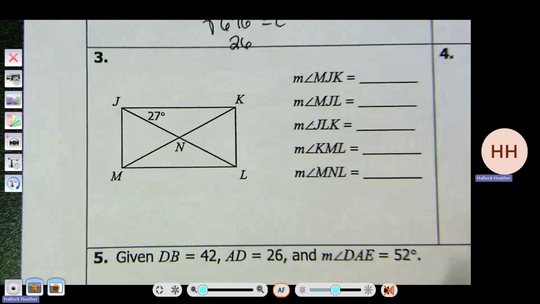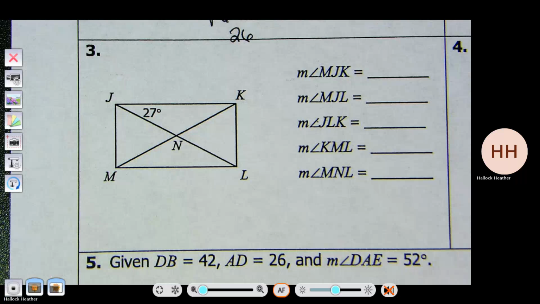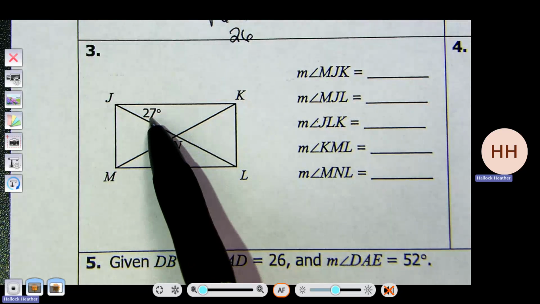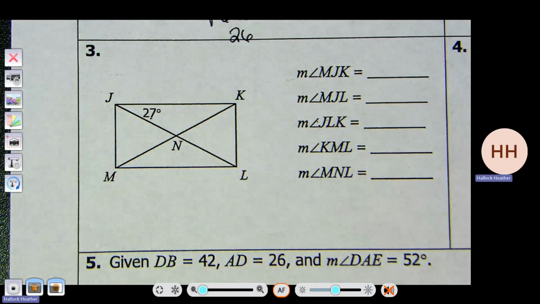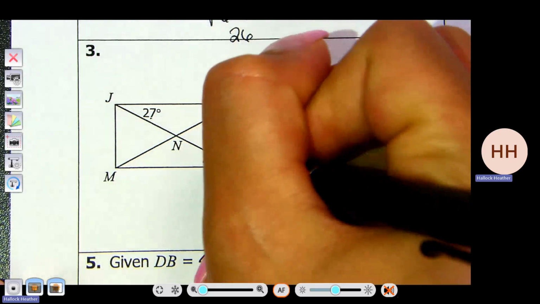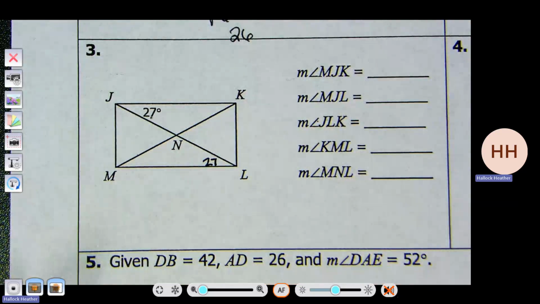So for number 3, you get one number. We have to fill in every other spot. So there's one place 27 can go. Where else can 27 go? Down at the bottom, because remember, it jumps across the transversal.